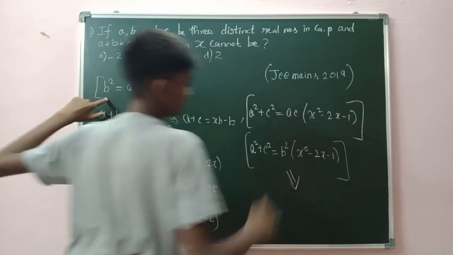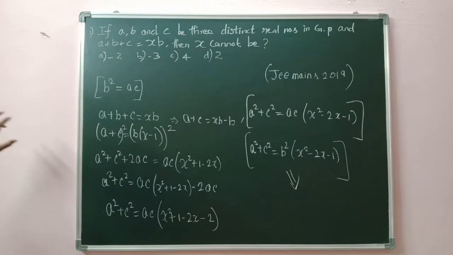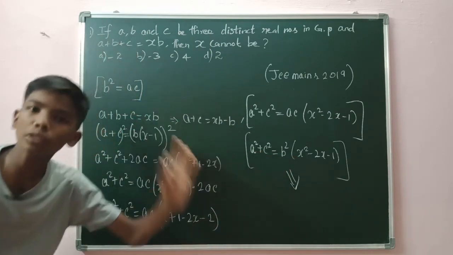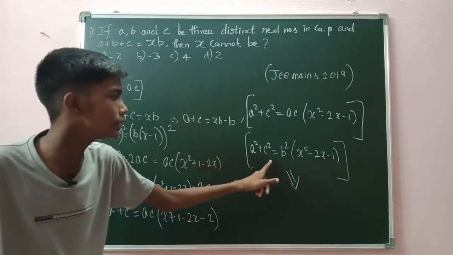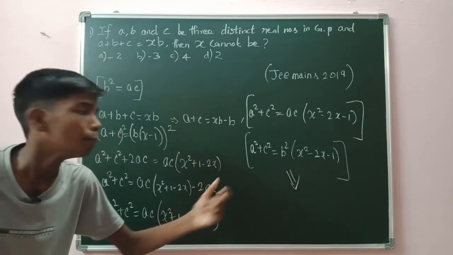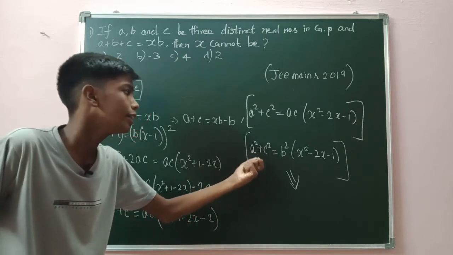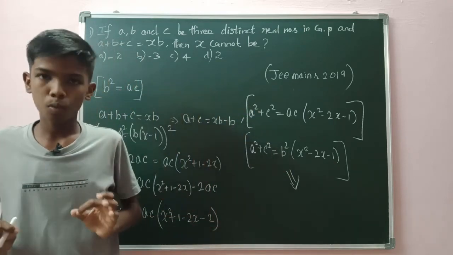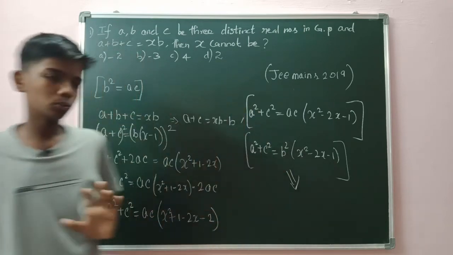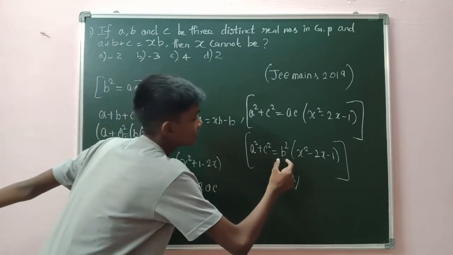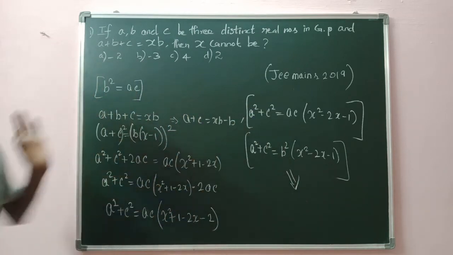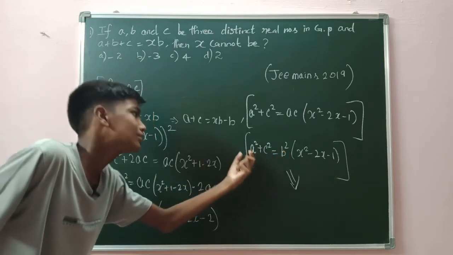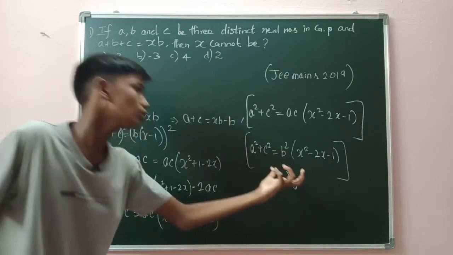Now try to focus on this equation. Here on the LHS, I am having a square plus c square. This a square plus c square is of course positive. Why? Because we know that a square is positive and c square is also positive, because the square of any number is always positive. So a square plus c square is positive. Also I can say that b square is positive, because that is the square of b. Square of any number is positive.